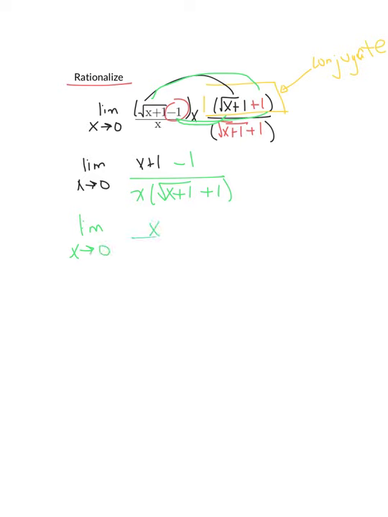Now if I simplify this numerator, I'm going to get x divided by x times the square root of x plus 1 plus 1. I can very clearly see that these x's are going to be canceling each other out, and I'm going to be left with the limit as x approaches 0 of 1 over the square root of x plus 1 plus 1. Now if I think about what's going on now when I plug in 0, I am getting a term that is okay. So I'm going to get 1 over the square root of 1, which is 1, plus 1, and I'm going to get 1/2.